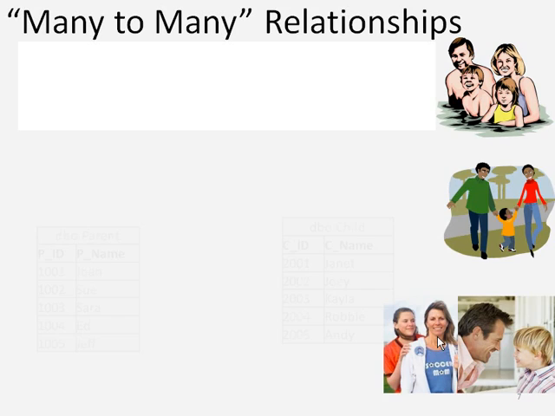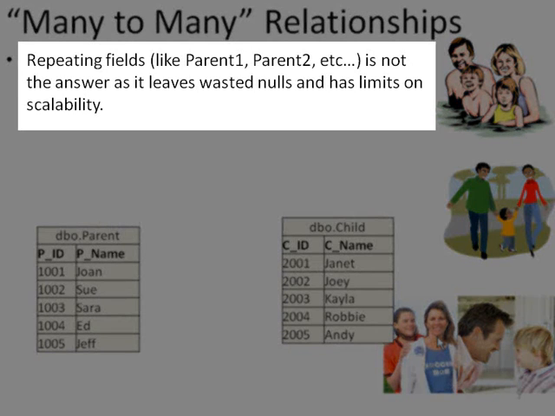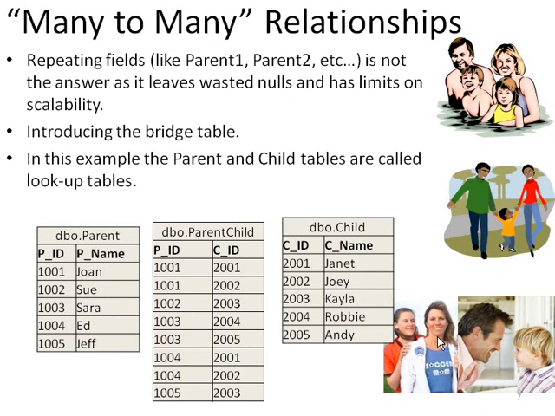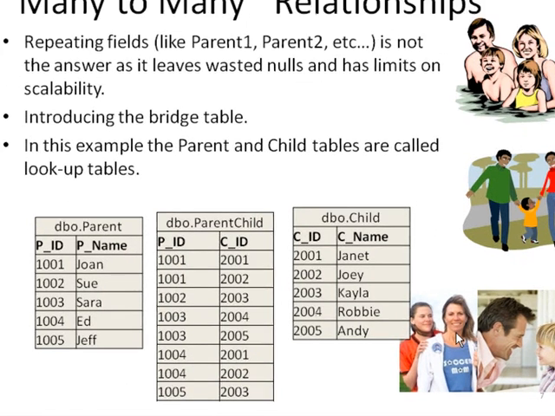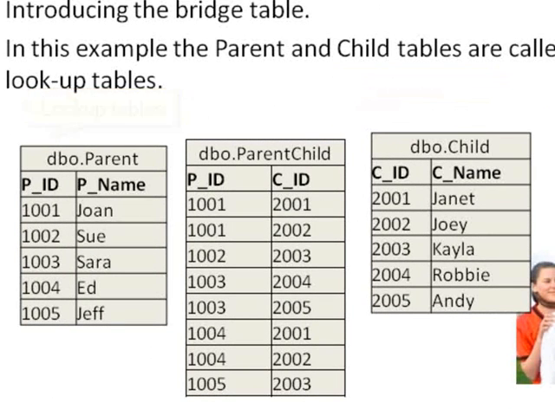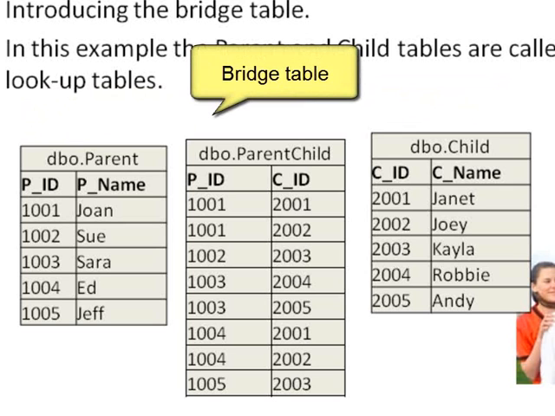So repeating fields like parent 1, parent 2 is not the answer. It leaves you with wasted nulls and has a lot of limits on scalability. We introduce the bridge table. In this example, the parent and child tables are called lookup tables. The table in the middle is called a bridge table, and sometimes called a junction table or a mapping table.